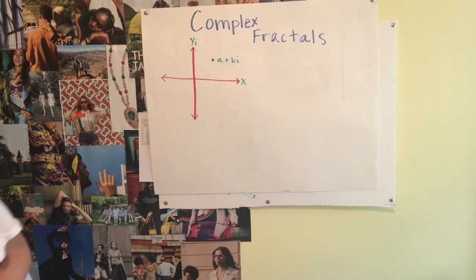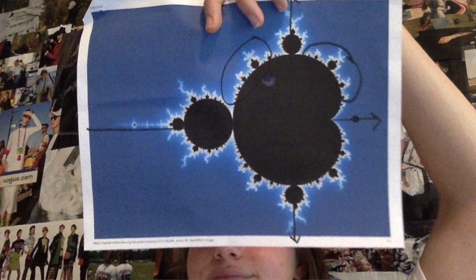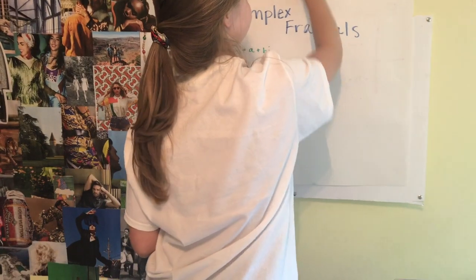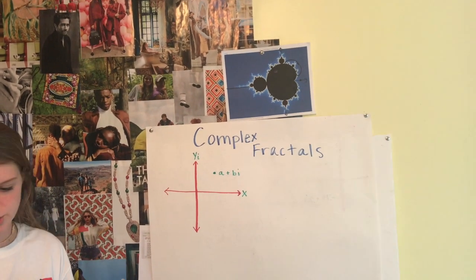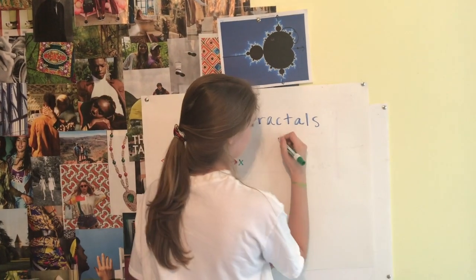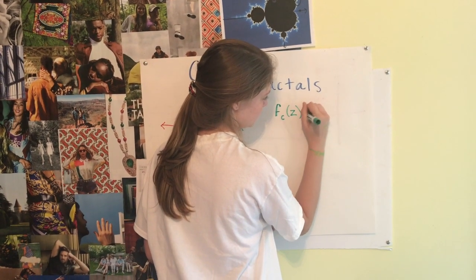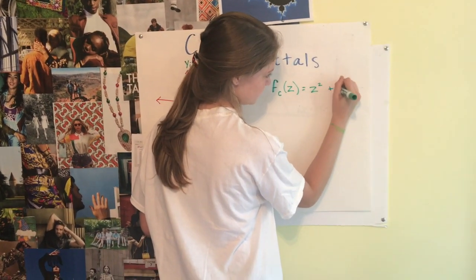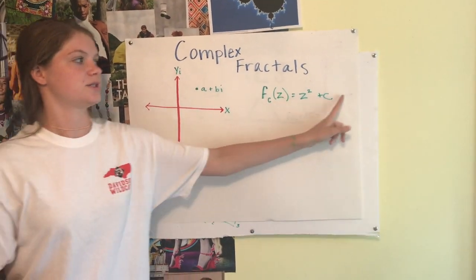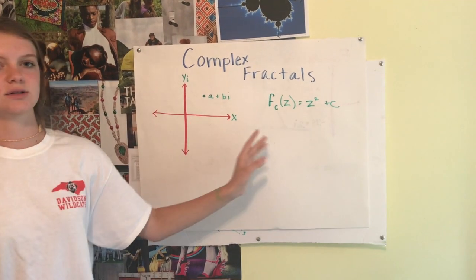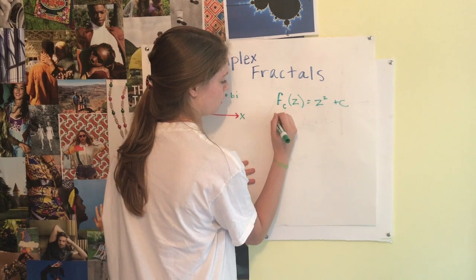The most common complex fractal is the Mandelbrot set. The Mandelbrot set uses the function f_c of z equals z squared plus c, where c is a constant and z is the recursive solution to the equation.